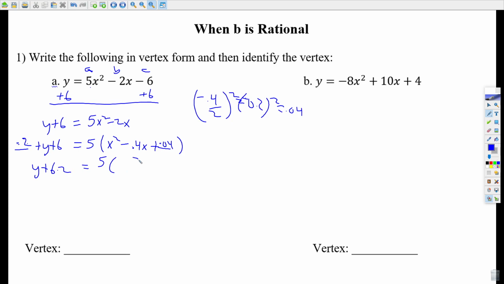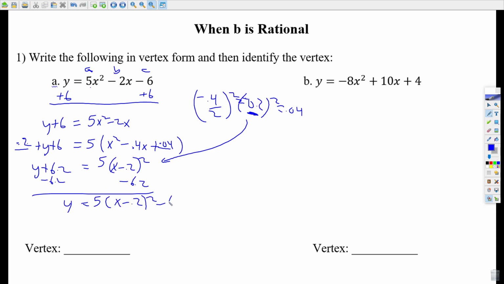And then here we have to factor. Now, I don't want to really try to factor this as a decimal. If you remember the shortcut, it's always what happens here after you divide, this negative 0.2. So we're going to have x minus 0.2 squared. You have to remember that trick, though, to go from here to here. Then minus 6.2. So this one is a pretty ugly one. We get y equals 5 times x minus 0.2 squared minus 6.2. And our vertex would be positive 0.2 and a negative 6.2. So it's pretty ugly.